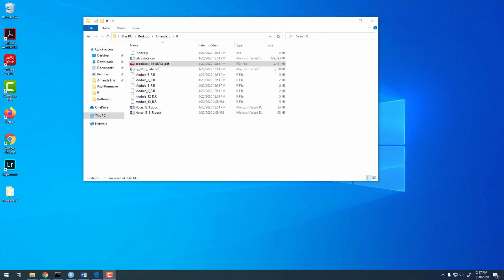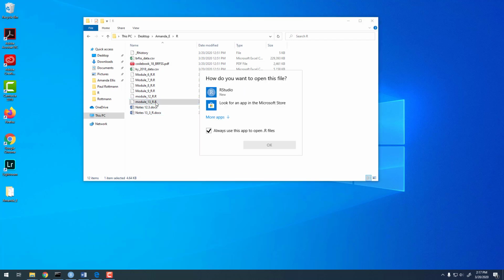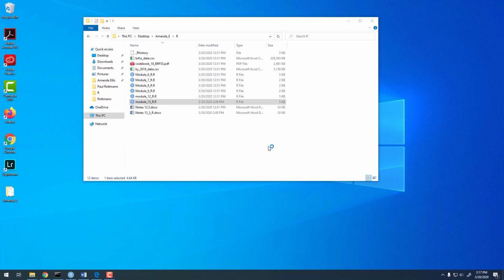As usual, whenever we start one of these videos, I've got my folder opened up here, and I want to make sure that I've got all the files that I need handy. So we always want to make sure that we have our code book available. For this video, we're also going to need the 13.3 R notes, as well as the Module 13 R script. So I've got everything here. I'm going to go ahead and open up my R script.